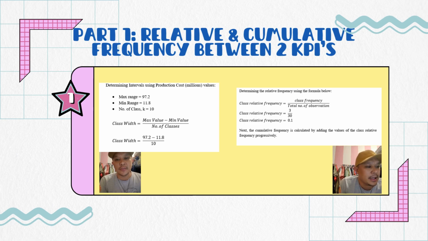And then calculate relative frequency and cumulative frequency. Firstly, determining the relative frequency using the formula below: relative frequency equals class frequency divided by total number of observations. The data set consists of 30 manufacturing companies. For example, class 3 divided into 30 companies and the answer is 0.1. And then next, the cumulative frequency is calculated by adding the value of the class relative frequency progressively, as shown in the graph.